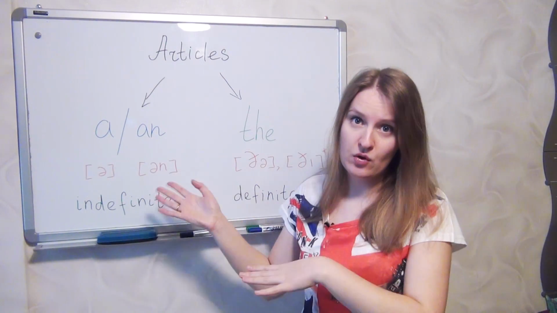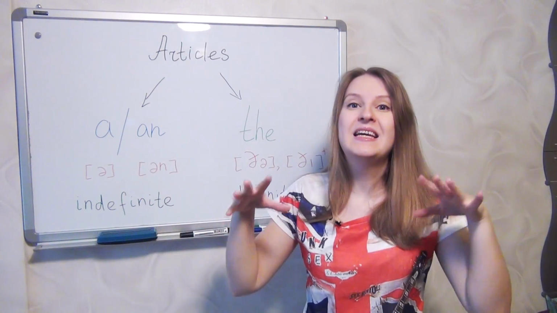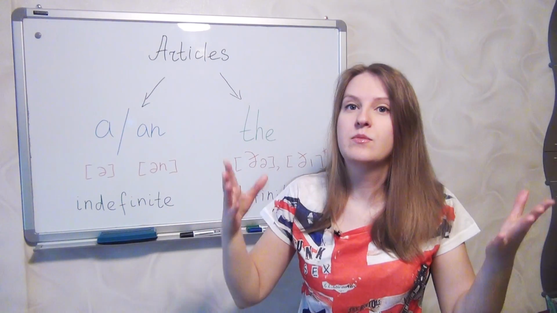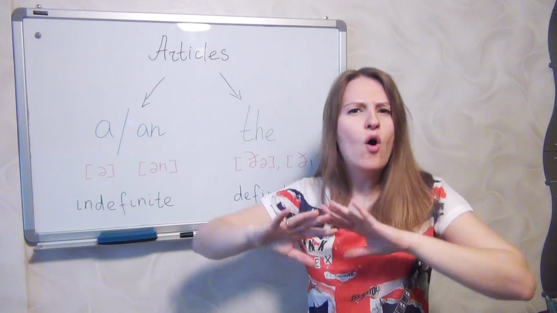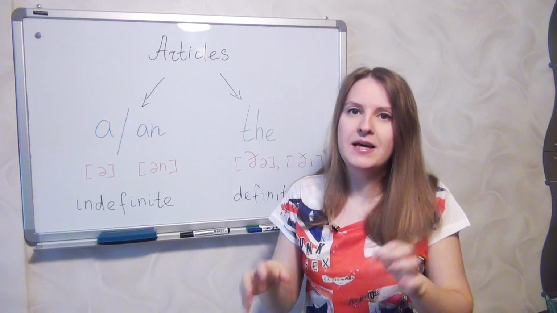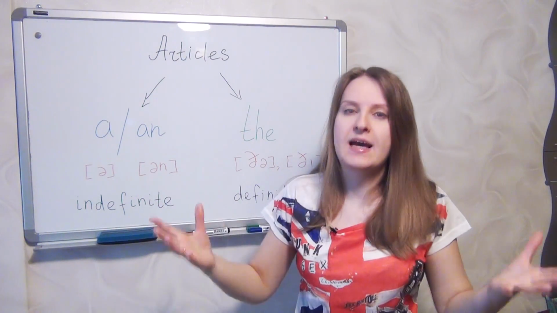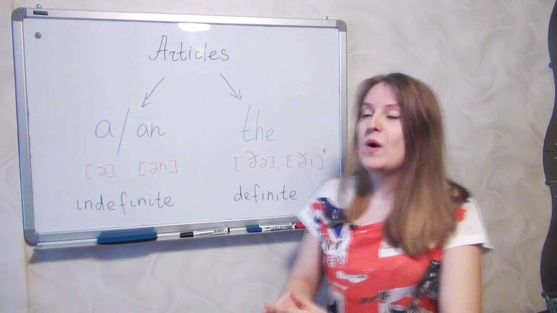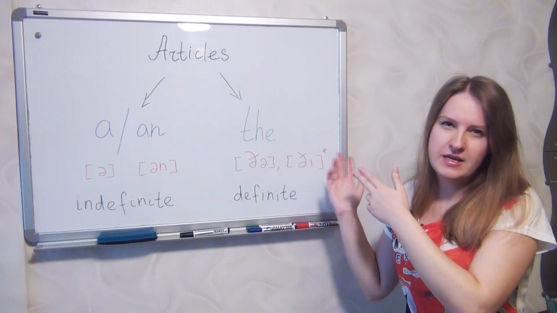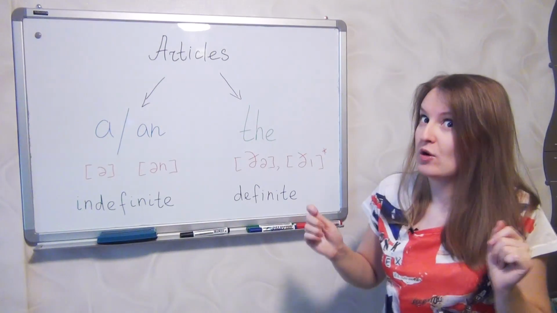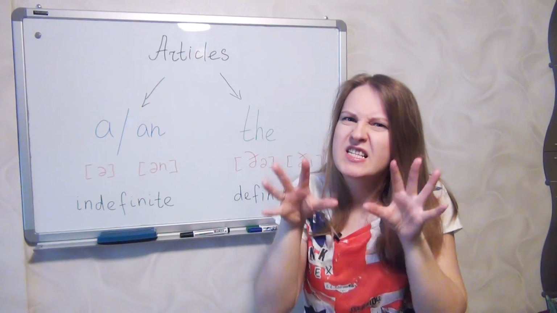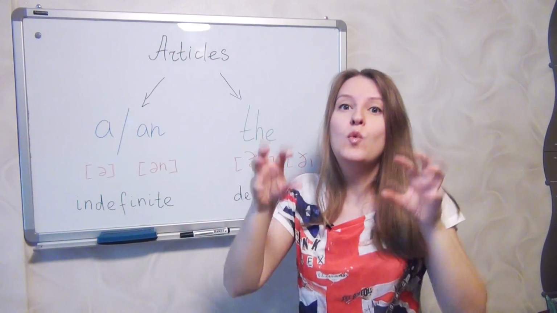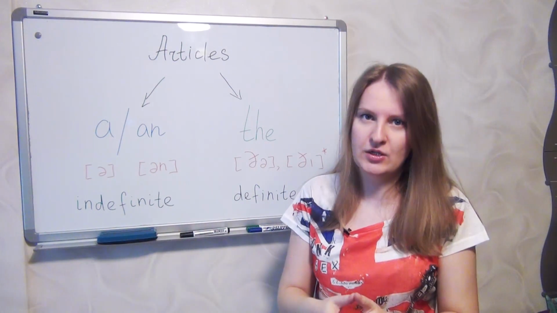Indefinite article shows that we talk about some indefinite thing, person, place, and so on. So it is one of many. It doesn't matter which one, it's just an example. When do we use the definite article? When we talk about definite things, exact, peculiar, specific. So we know which one exactly we're talking about.